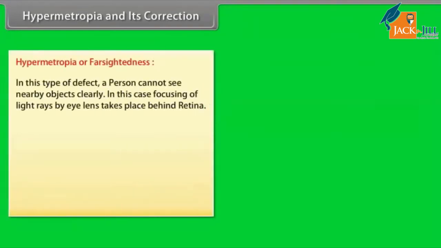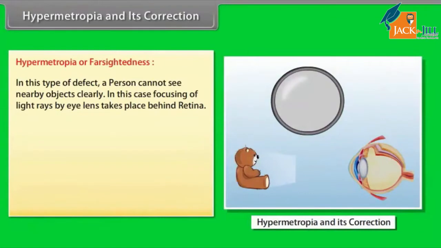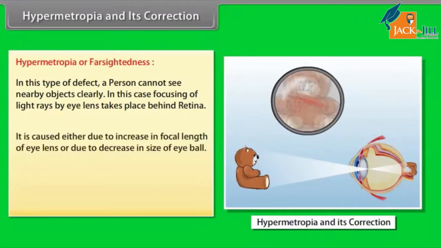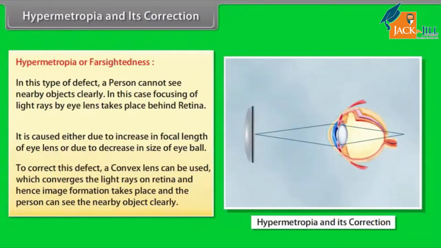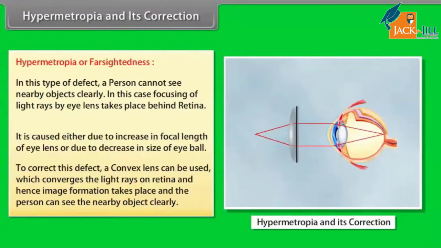Hypermetropia and its correction. In this type of defect, a person cannot see nearby objects clearly. In this case, focusing of light rays by the eye lens takes place behind the retina. It is caused either due to an increase in the focal length of the eye lens or due to a decrease in the size of the eyeball. To correct this defect, a convex lens can be used which converges the light rays on the retina and hence image formation takes place and the person can see the nearby object clearly.